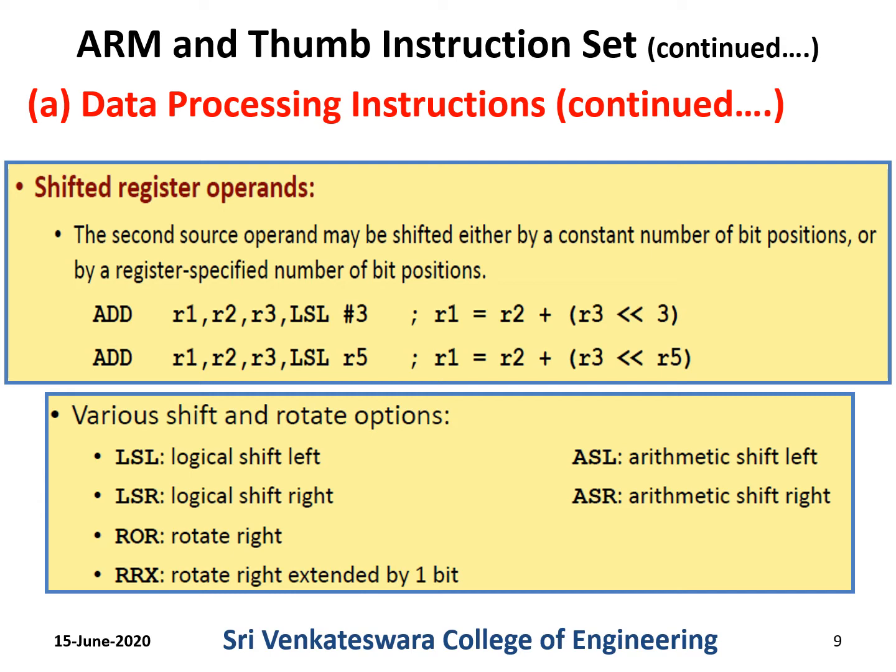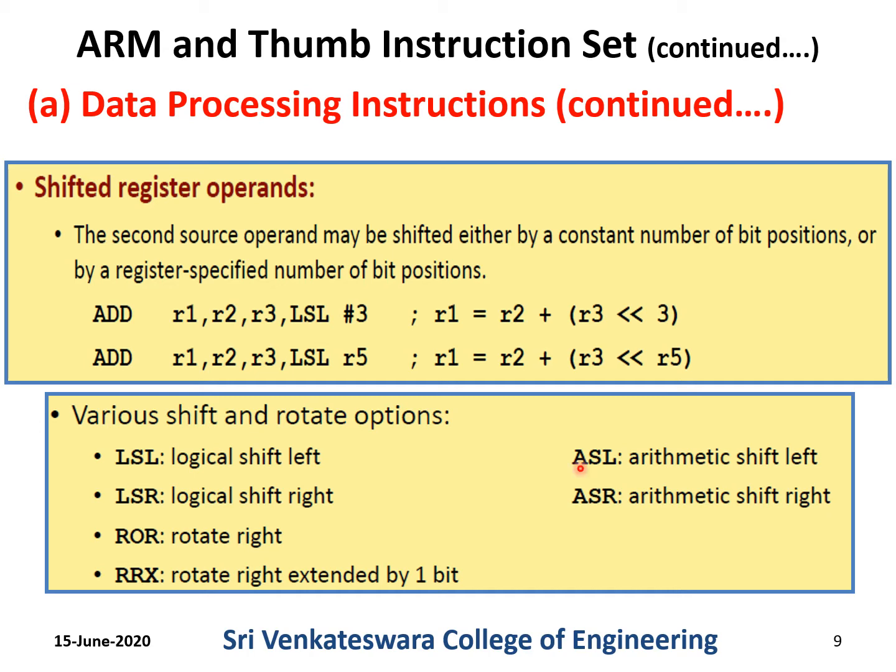So for logical shift left, the rightmost bit will be appended with zeros. For logical shift right, the leftmost bits will be appended with 0. Now in these arithmetic shift left and right instructions, whatever value the most significant bit was holding, that will be appended, or the least significant bit, that will be appended.